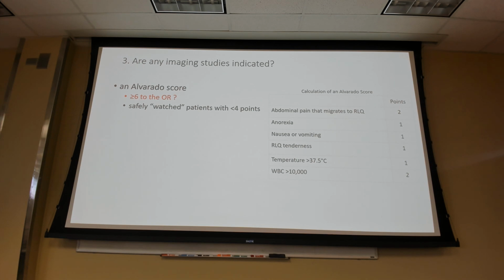All right, and then we have our Alvarado score here. So what's her score? I mean, she gets 2 for that migration to the right lower quadrant, anorexia, she got some nausea, right lower quadrant tenderness, and then was febrile with a white count. So based on her score, what do we need to do for this one?